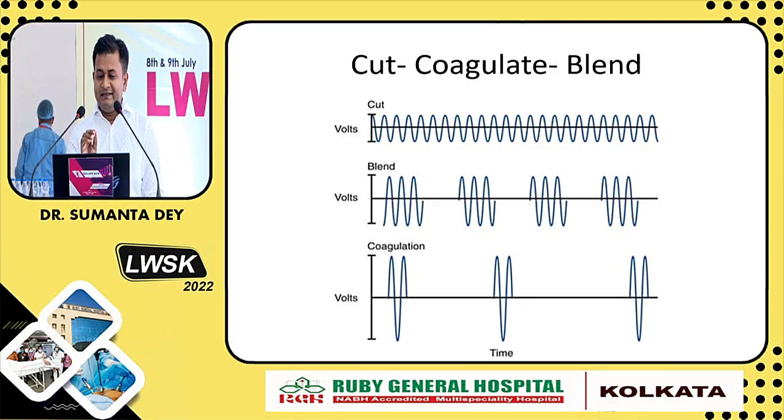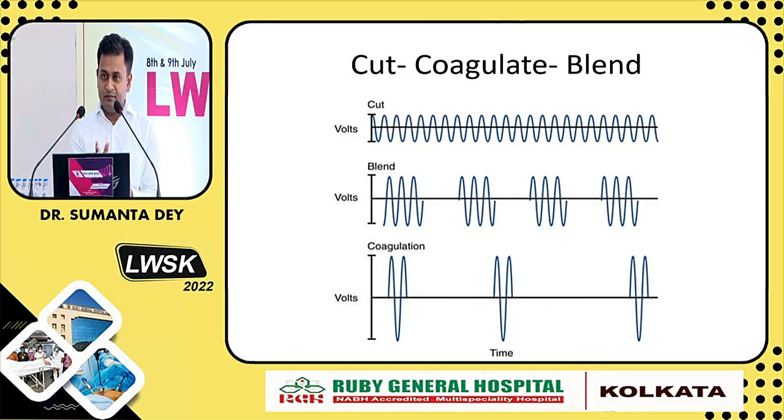So cutting, here you can see the waves are continuous waves, and that means the frequency is more but the voltage is less. So in a small amount of time a lot of energy is delivered and heat production is more. Suppose you put a cutting pedal for 10-15 seconds, it will produce so much energy in the tissue that it will cut without cauterizing, and there will be bleeding because the vessels are not cauterized properly.